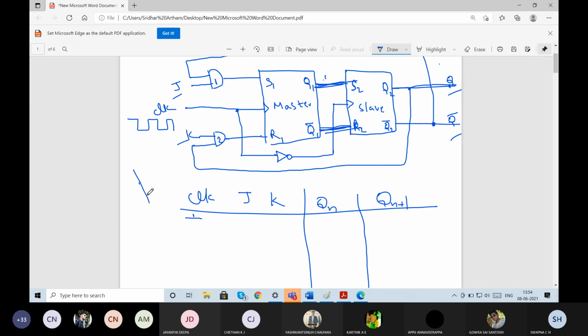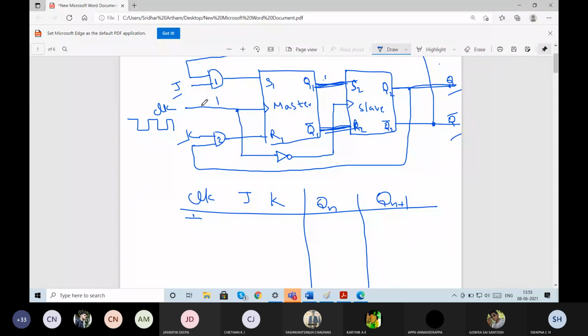If you want me to write the symbol, JK, Q, Q bar, and here I'll have the clock pulse, but here I will just give the clock pulse with a bubble. Why I'm giving this, I'll tell you later. Otherwise, this is the symbol of the JK master slave flip-flop. Don't worry, I'll draw it again. Here I just want to show which are the inputs and which are the outputs.